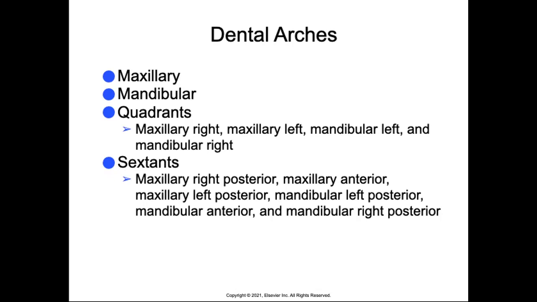There are sextants, where the mouth, not the tooth, the mouth, is divided into 6 sections. So we have the maxillary right posterior, or the upper right back teeth, the maxillary anterior, which is the front top teeth, the maxillary left posterior, which is the upper left back teeth. Then we have the mandibular left posterior, which is the lower left back teeth, the mandibular anterior, which is the lower front teeth, and the mandibular right posterior, which is the lower right back teeth.